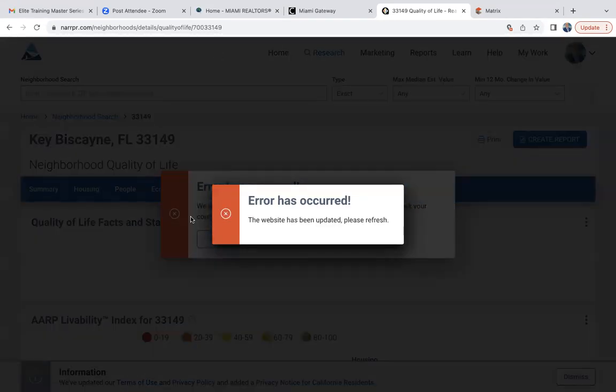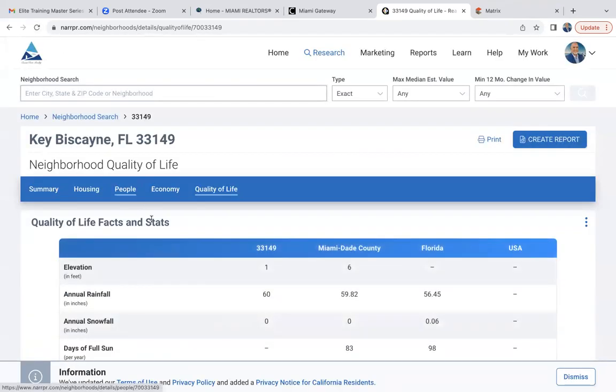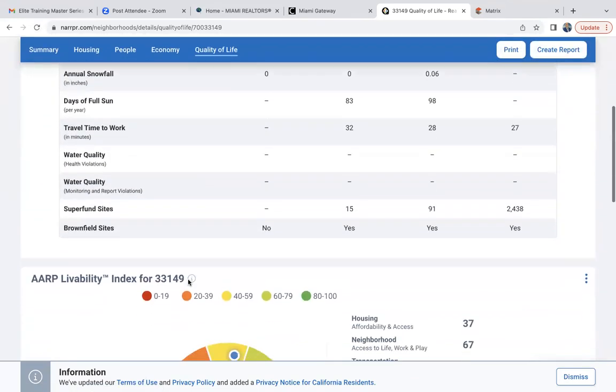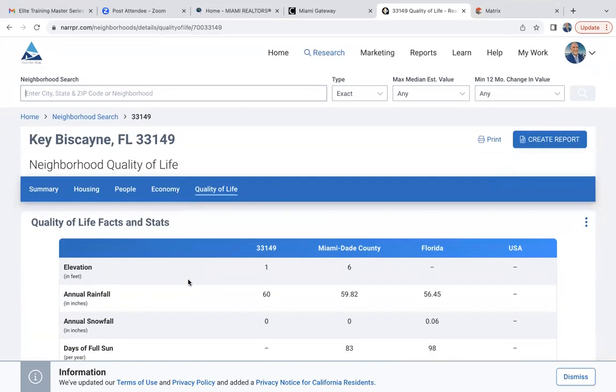and we have an error. Let's refresh that. Yeah. Quality of life, it's not a real cool report to look at. It tells you how many times it rains, snows, sun, things like that. All right, so we're going to go ahead and go back over here.